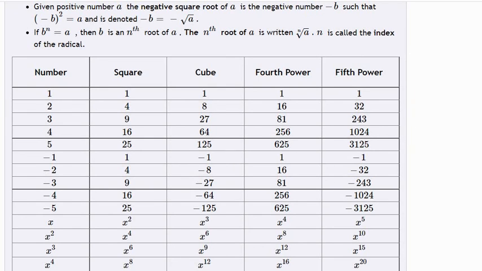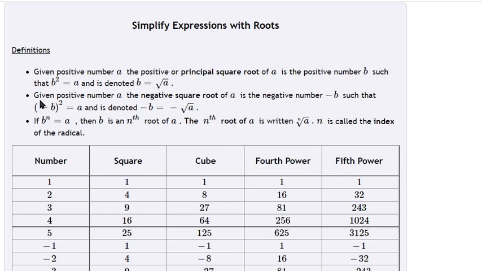Something else I want to point out is that when we look down here, we see the variables being squared. If I square x, I get x squared. If I square x squared, I get x squared times x squared, which is x to the 4th. If I square x to the 3rd, I get x to the 3rd times x to the 3rd. You add the exponents, and 3 plus 3 gives you x to the 6th. And the same here, x to the 4th squared is x to the 4th times x to the 4th, which is x to the 8th.